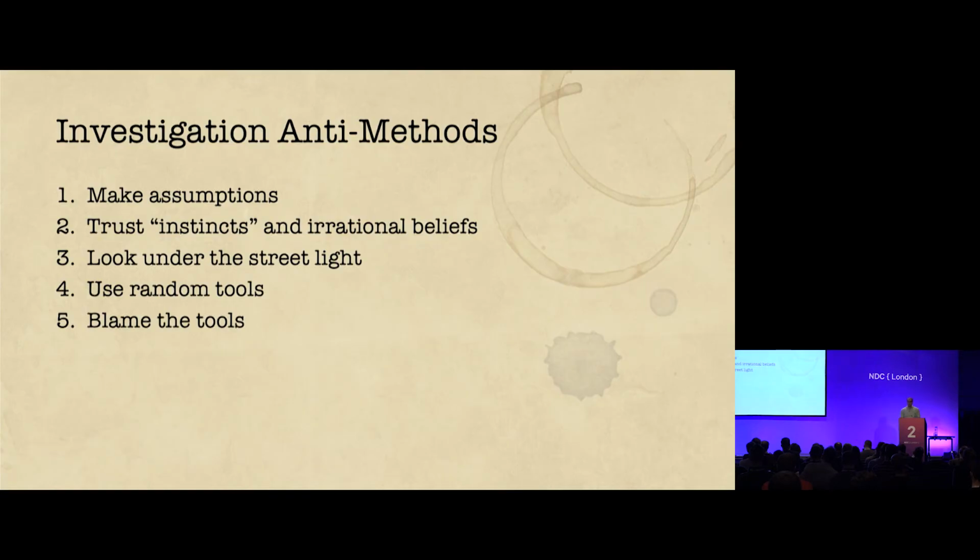So let's take a look at a specific example of a performance investigation gone wrong. To do that, I want to talk briefly about 5 different anti-patterns for doing performance investigations, things people do along the way, common mistakes. And you'll see some of them illustrated in my example.